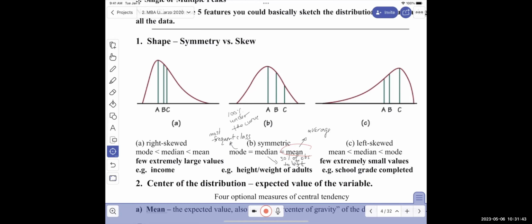That is comparable to a left skewed distribution. However, it's just the reverse: most of the data is lumped together, but there are a few very small values, extremely small values. So an example of that could be grade school completed. Most people have grade 9, grade 10 education, and then you have many that have high school and some have university, formal education.